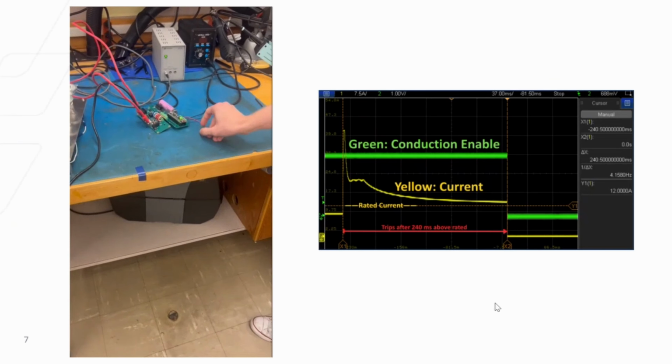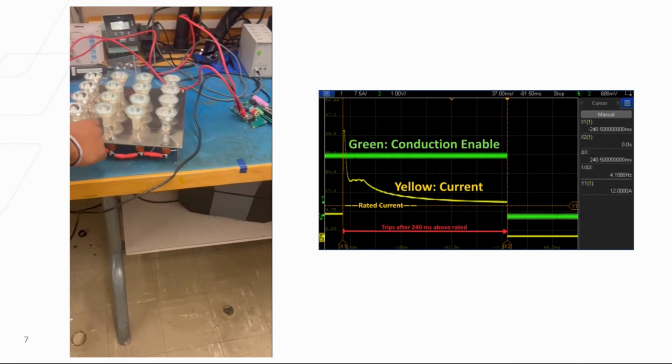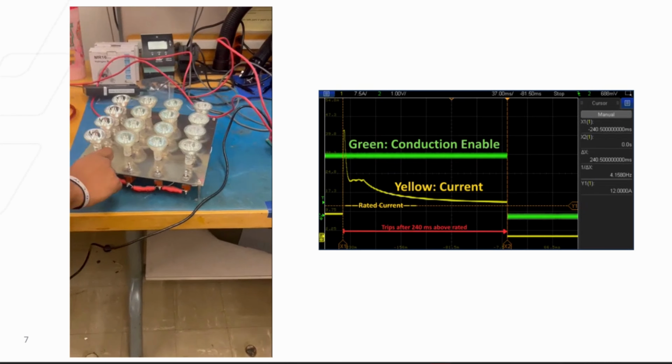This is a functional demonstration of our circuit breaker. The inverse time behavior is captured on the right.